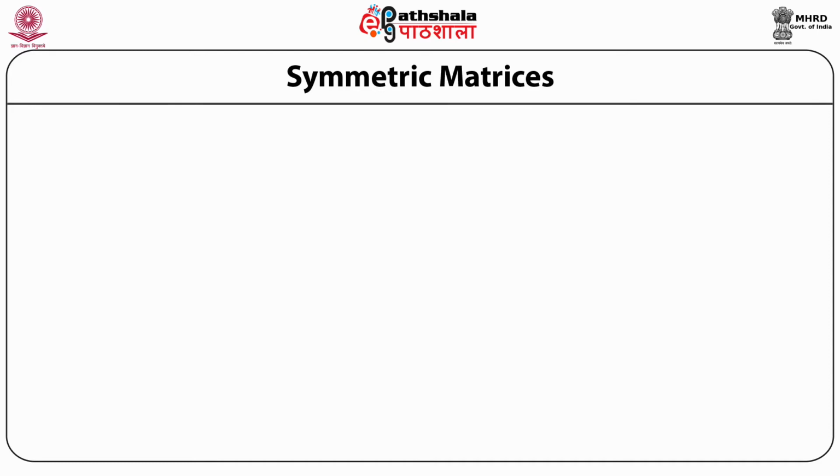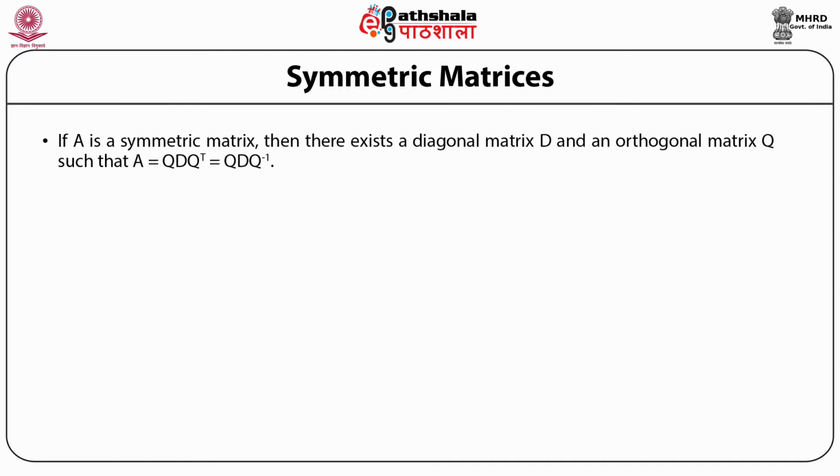Symmetric matrices. If A is a symmetric matrix, then there exists a diagonal matrix D and an orthogonal matrix Q such that A equals Q D Q transpose, which equals Q D Q inverse. The converse of this theorem is also true. So now let us see its proof.